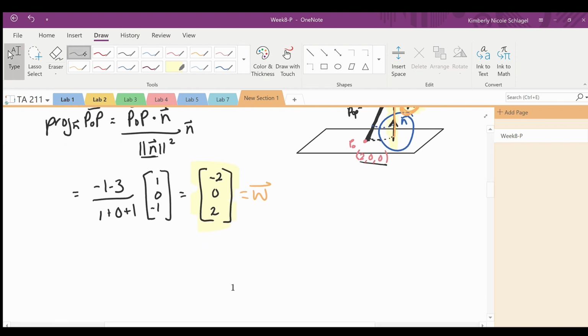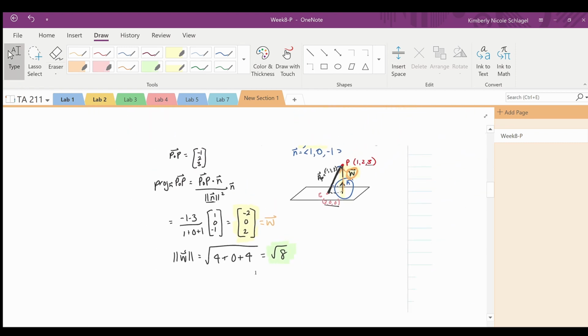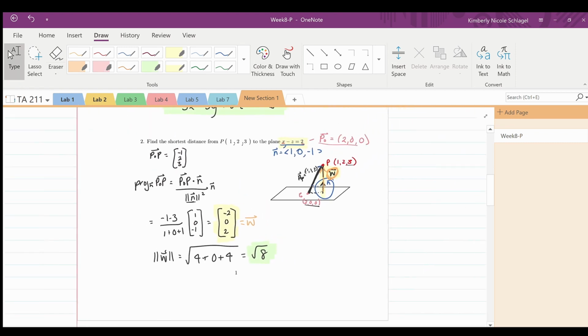The next thing we have to do, since we're asked to find the shortest distance, is find the length of our W vector, and that's just 4 plus 0 plus 4, which equals root 8. So this is our answer right here: root 8. That's our shortest distance.